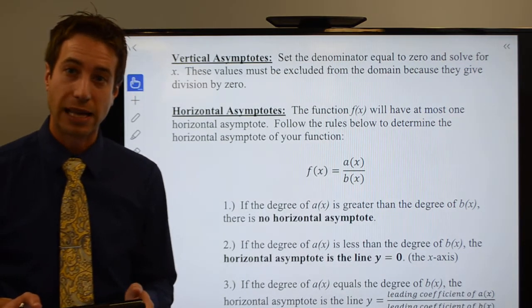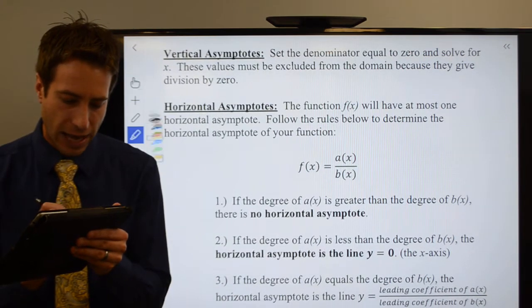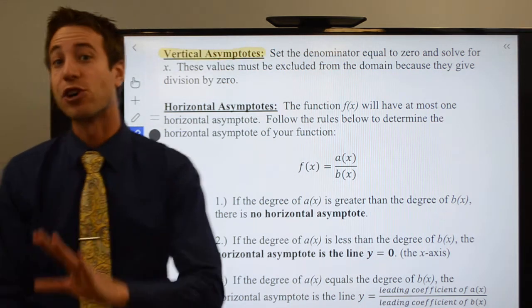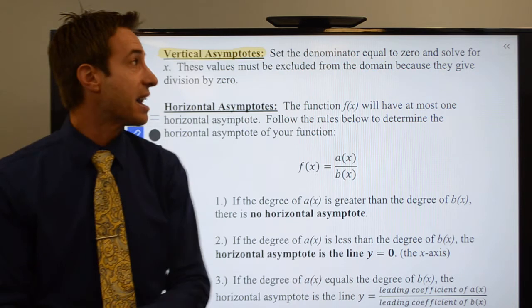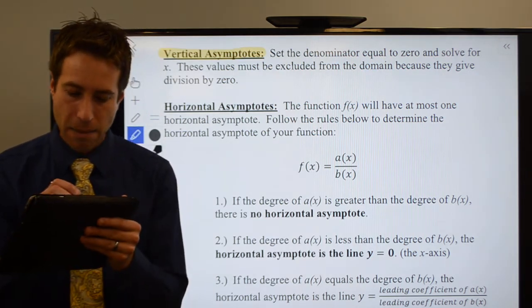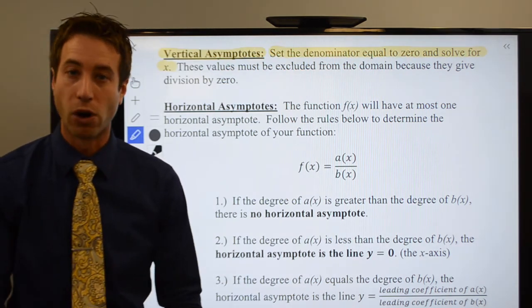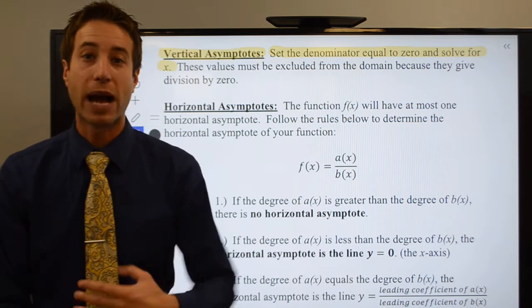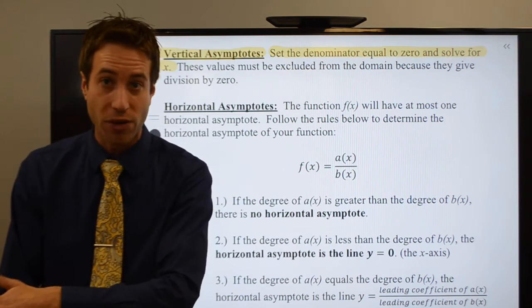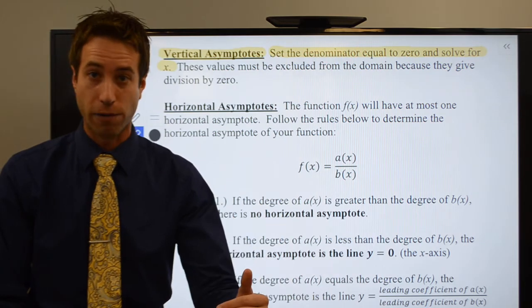and horizontal asymptotes. Let's start with vertical because they're the easier ones. When it comes to the vertical asymptotes, remember the vertical asymptote is a vertical line that the graph of the function will approach but never touch. And the way that we find the vertical asymptotes is by setting the denominator equal to 0 and solving for x. So when you have these rational functions, just like we did in the previous section and even the sections before that, you'll take your denominator, set it equal to 0, and solve for x.